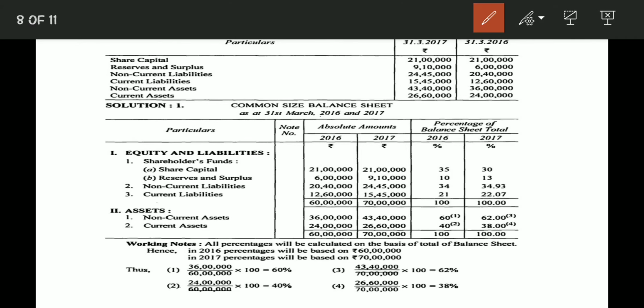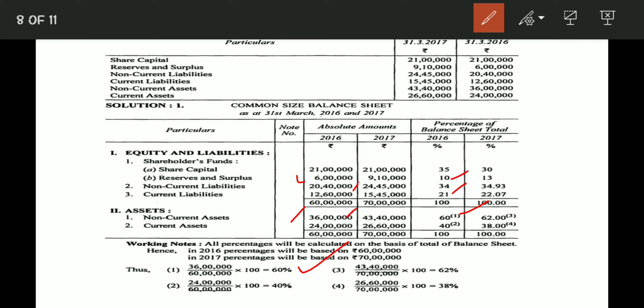Here the solution is also given. Okay, you can easily see here, according to the working note number, you can compare it. Okay, now the previous year is 6 lakh, and the base is 60. So 6 lakh is divided by 60 lakh into 100, that is 10%. 20 lakh 40,000 is divided by 60 lakh, that is 34%.